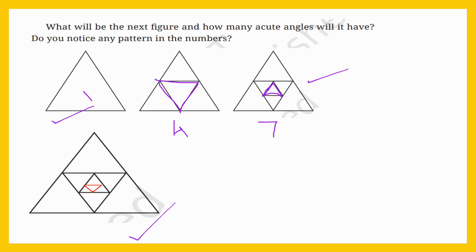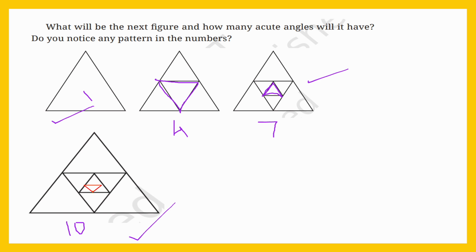So here how many triangles are there? Here you will get 10 triangles. So 1, 4, 7, 10. The number of triangles will go like that. 1, 4, 7, 10, etc.